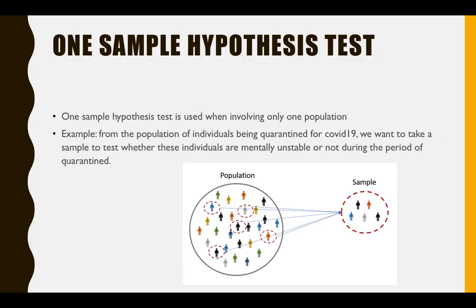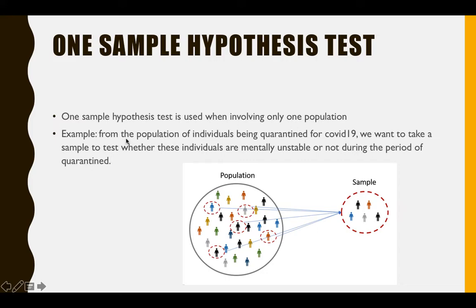So at this stage, I'm pretty sure you already know how to differentiate between a population and a sample, because a one sample hypothesis test involves only one population. If you are using two populations, you are not supposed to use a one sample hypothesis test. So again, one sample hypothesis test is used when involving only one population.